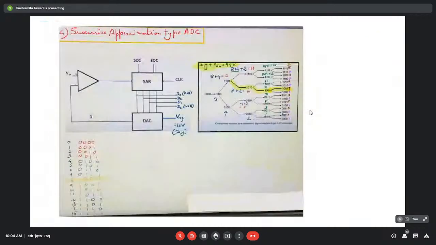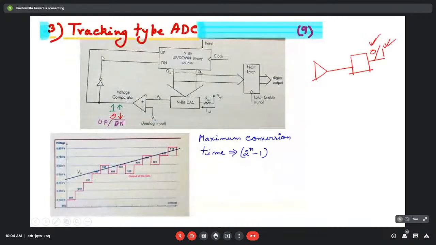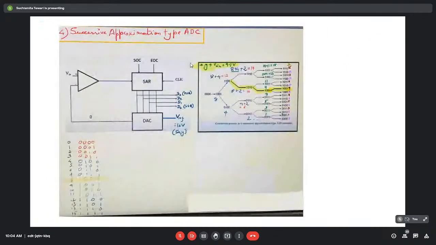Okay. Now the next one is coming as the successive approximation type ADC. Now, what is successive approximation type ADC? Here, the entire counter block, like in the previous case, which was an up-down counter for tracking type ADC, and just an up counter in case of the counter type ADC, that block is replaced by something called SAR, or successive approximation register.